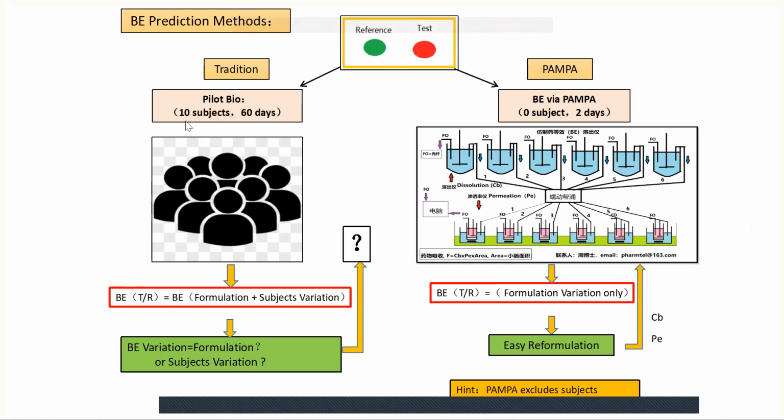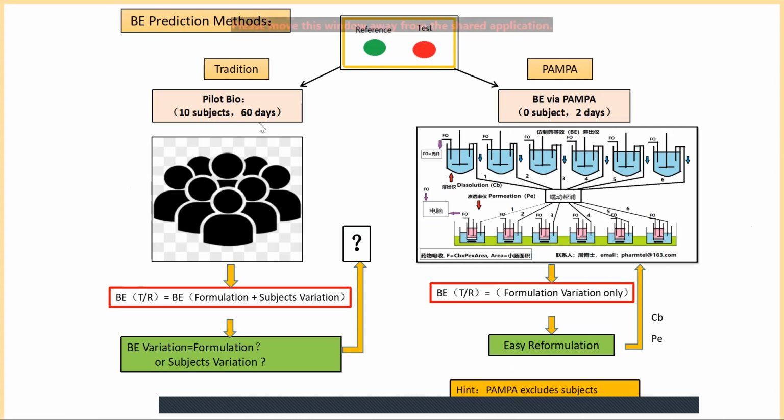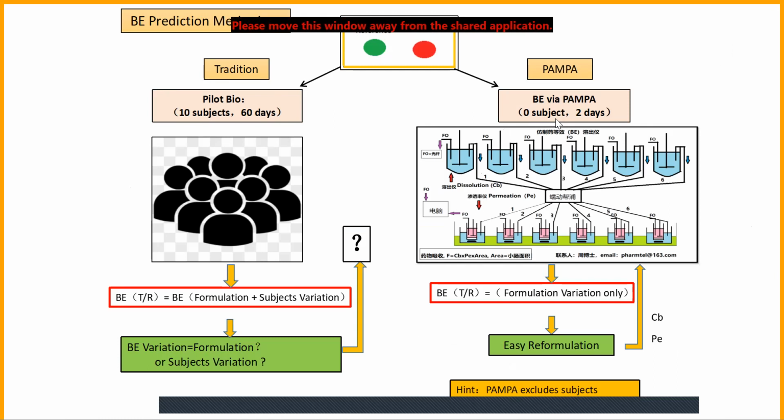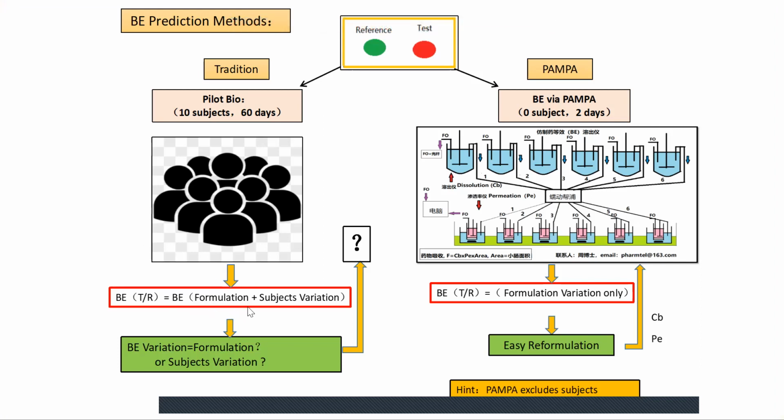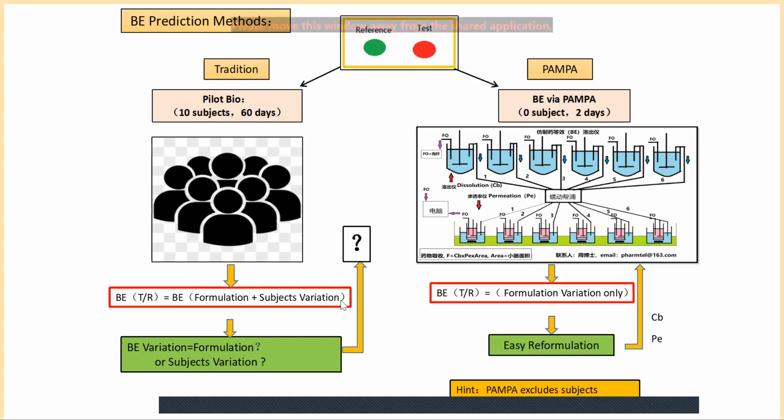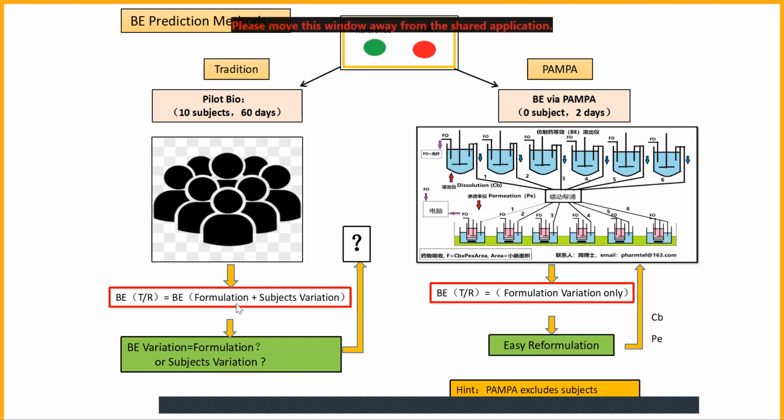As you can see, the cost and time of the traditional way are much higher compared to nowadays using this PAMPA machine, right? In addition, even if you do the traditional pilot bio study with 10 subjects, the data really comes up with two variables. One is formulation variation, the other one is subject variation. So we have two variables producing the same result of BE data.